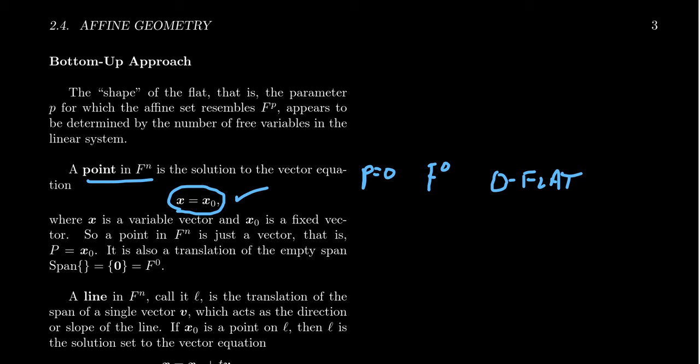The variable x is equal to a fixed vector x naught. And this will then give us a zero flat, which is congruent to the zero space, the zero dimensional vector space, which is the span of the empty set. If you have no vectors and you take a span, you always get the zero vector. But other than that, you might not know. So that is what we mean by a zero flat: exactly just a point.